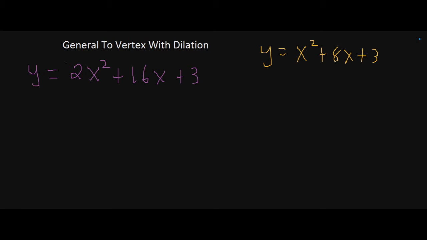All right, and so when we want to go from general to vertex with a dilation variable, we want to somehow change it to look something like this, where we can see x squared just has a 1 in front of it, right? So ideally, I just want a 1 in here. So when we work through this, we just got to think to ourselves, okay, what can I do so that I can get rid of the 2 from the x squared? How can we distribute it out? How can we pull it out? For example, let me give you an example here.